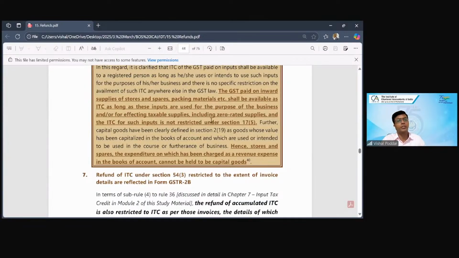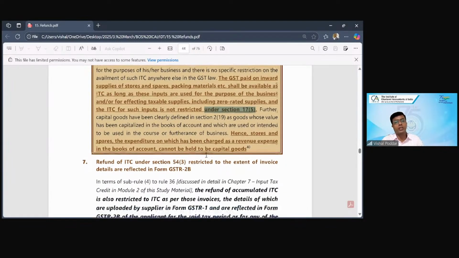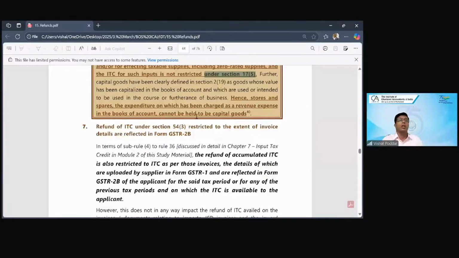The only restriction is that it should not fall under 17(5), which is the block credit. Other than that, to say that simply because these are spare parts or packing material, they are not input, hence you will not get ITC and hence you will not get refund, is not correct. So the concluding point: stores and spares, the expenditure on which has been charged as revenue in the books of accounts, cannot be called capital goods. And once it is not called capital goods, it will be inputs and eligible for a refund.